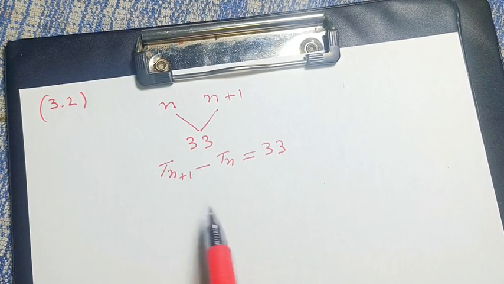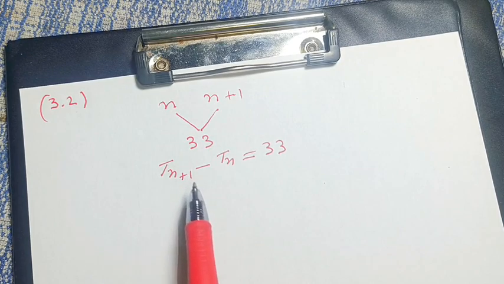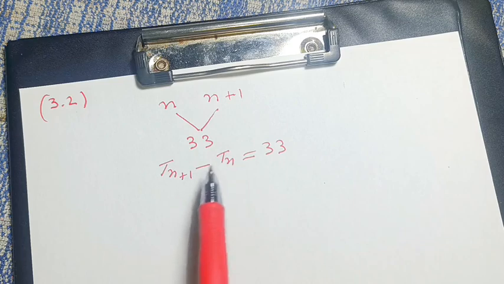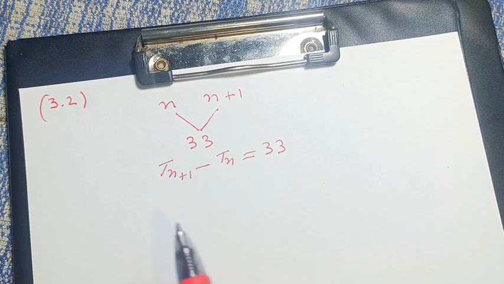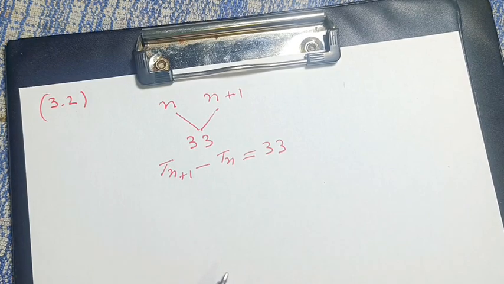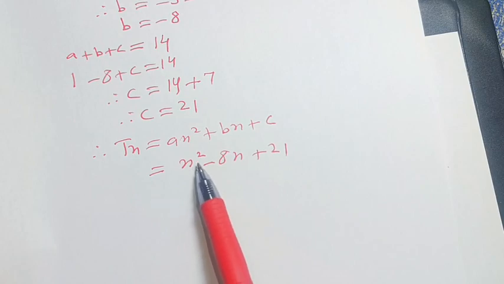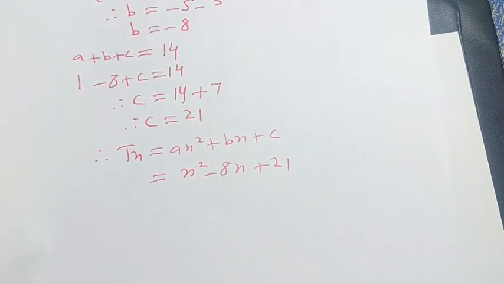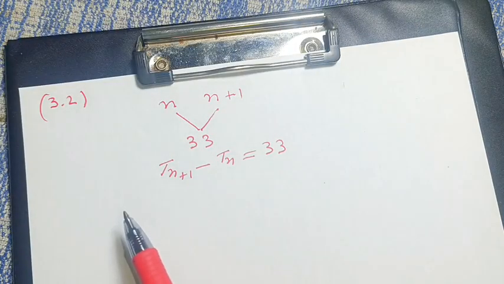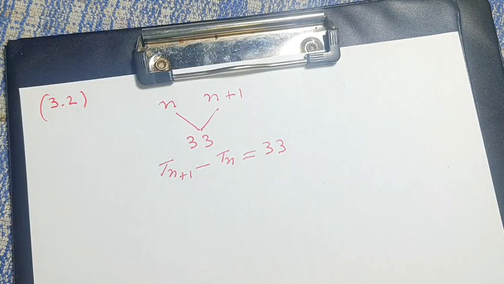Now we're going to substitute this one into the quadratic formula to find these terms. So our quadratic formula is n square minus 8n plus 21. In place of n is going to be n plus 1. Now we're going to substitute these terms' values. So first is n plus 1.